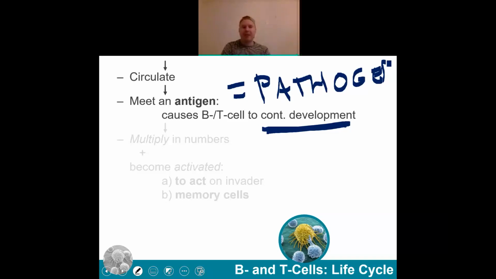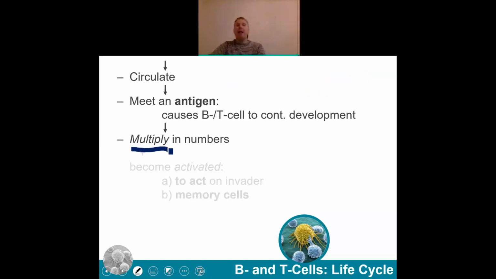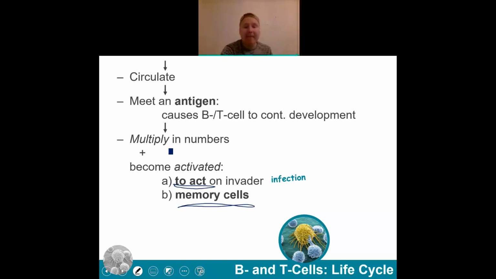And the first thing that happens in terms of their development is that they multiply in numbers. We make a lot of copies of these B or T cells so that we have many to deal with this pathogen that we didn't want to have. And then they can also become activated, so they can act against that invader. So these B or T cells see that this pathogen shouldn't be here, they multiply in numbers so we have lots of them, and they act on it.